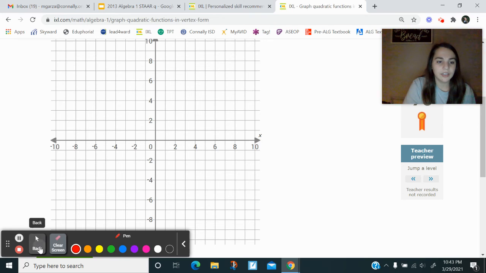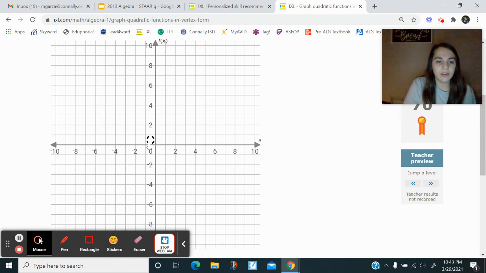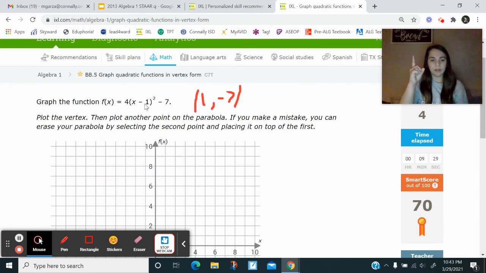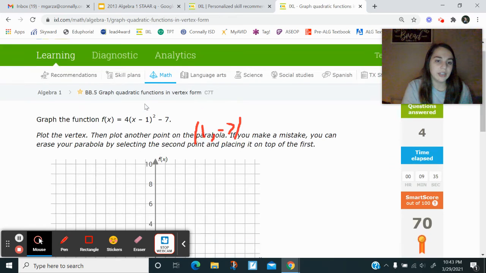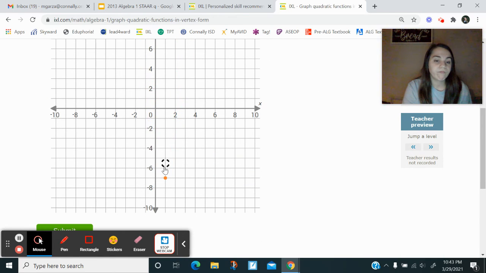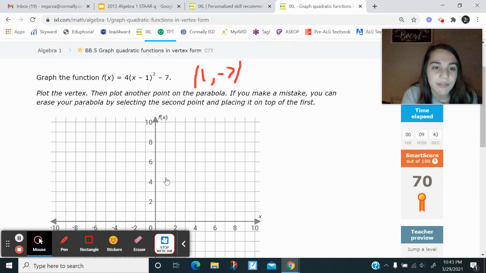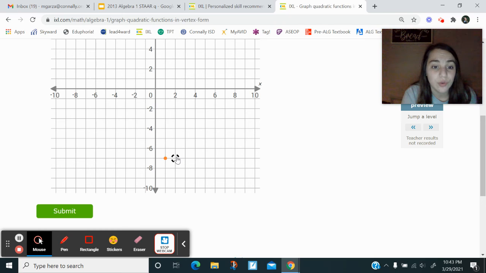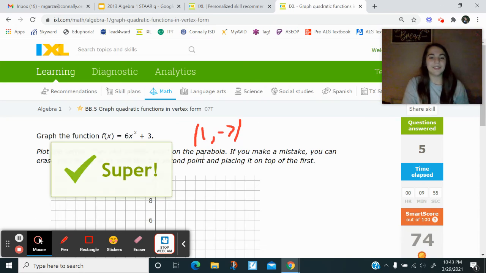So I'm going to go down here. My vertex was 1, negative 7. 1, negative 7 right there. And then I go and plug in. Let's plug in 2 to see. So 2 minus 1 is 1. 1 squared is 1. 4 times 1 is 4. And 4 minus 7 is negative 3. Did I do that right? 4 minus 7 is negative 3. Yes, and I plugged in a 2. So on 2, I needed a negative 3 right here. Got it. Sorry, guys.